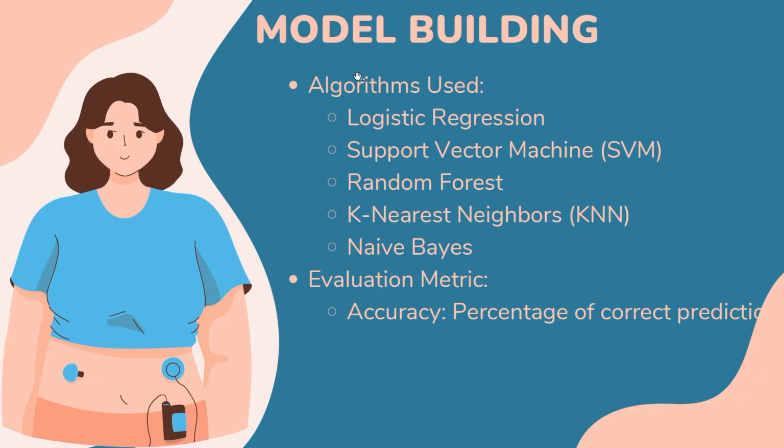Next comes the model building. We will use some algorithms to build a model: first is logistic regression, then support vector machine, random forest, k nearest neighbor and naive Bayes classification. We will also evaluate the models using evaluation metrics, which will be helpful in calculating the accuracy by predicting the correct percentage of the data.